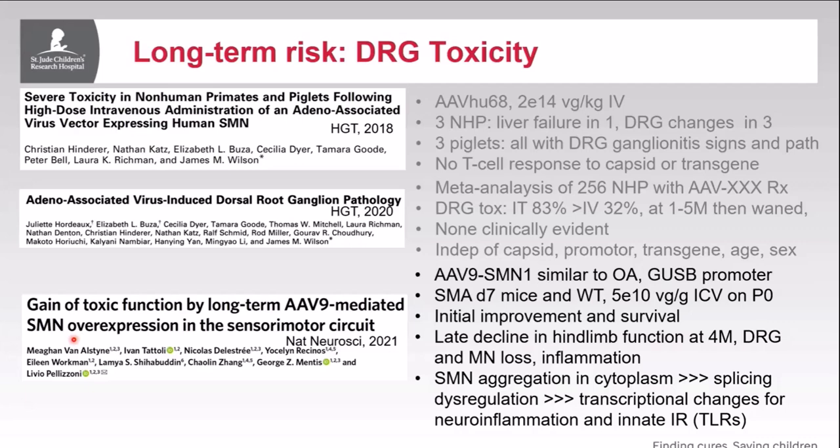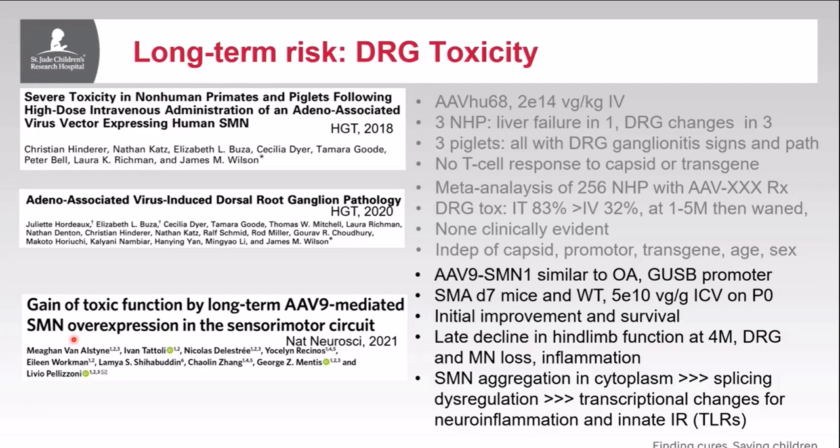But nonetheless, what they showed was that at a dose that's higher than what typically would be given clinically in children, and it was given ICV in the mice on the day of P0, day of birth, they did show initial improvement in the very severe mouse model. But the important thing is they saw a late decline at about 4 months. These mice started getting weaker, and they showed both dorsal root ganglia and motor neuron loss and inflammation.